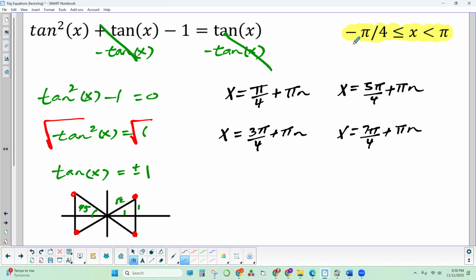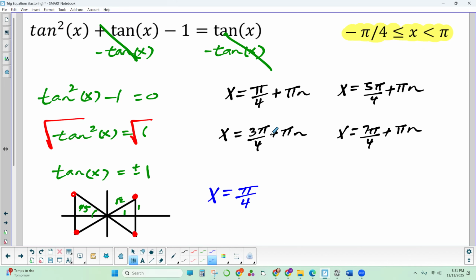And we are looking in the interval between negative pi over 4 and pi. So we're going to start with our first angle, x equals pi over 4, and pi over 4 does exist here in this interval, so we're going to add it to our solution set. And then by adding pi, that puts us over pi. That would put us at 5 pi over 4, which is too much. So if we subtract pi, that would exceed the other way into the negative. So that is not going to help us.